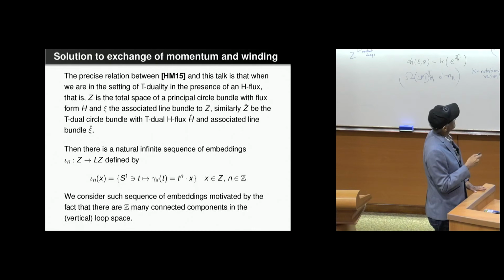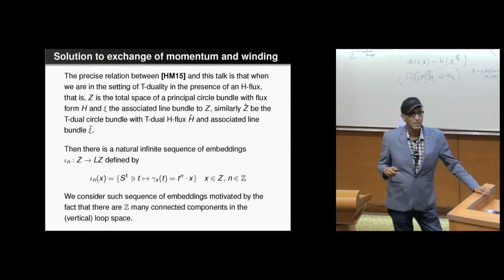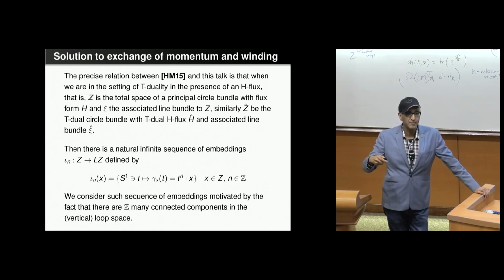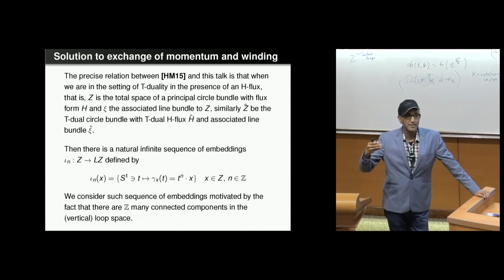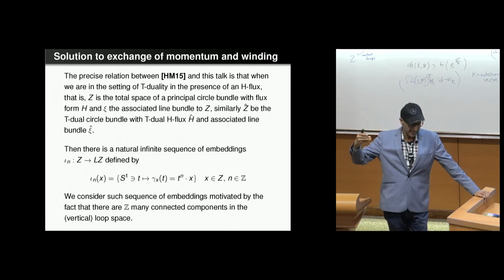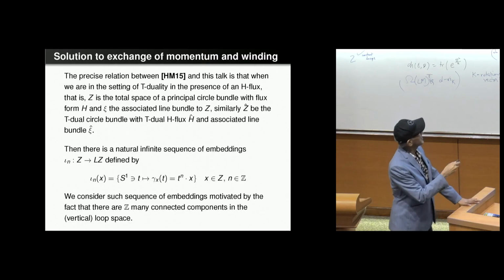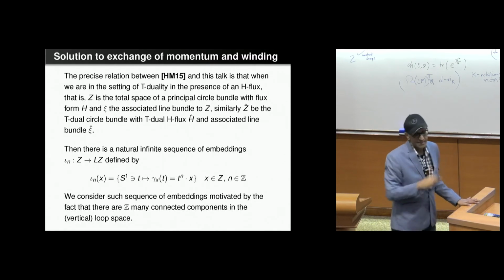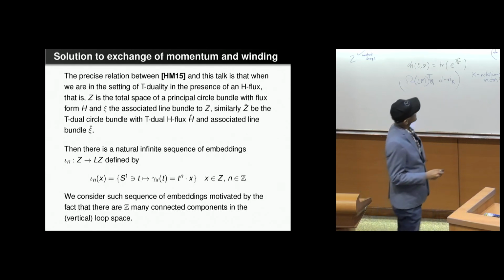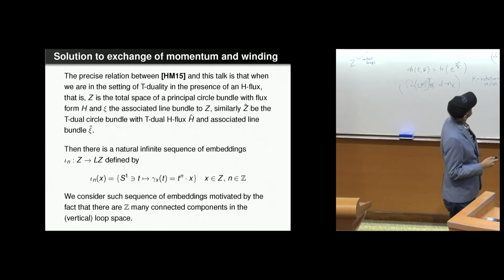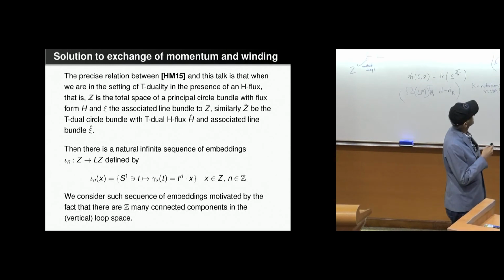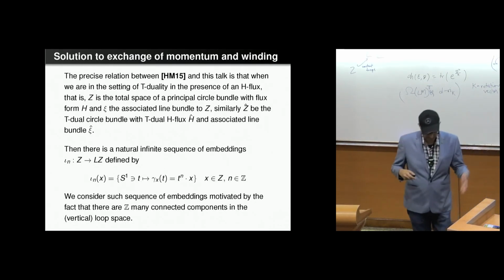It doesn't look like an embedding, but it's an embedding into the loops on the fiber. The fiber is a circle, and the loop space of the fiber has infinitely many components. Each component is labeled by the degree. And so for degree n, this maps it to degree n loops, and it's injective over there. So it's just saying that we are essentially embedding into the vertical loops.